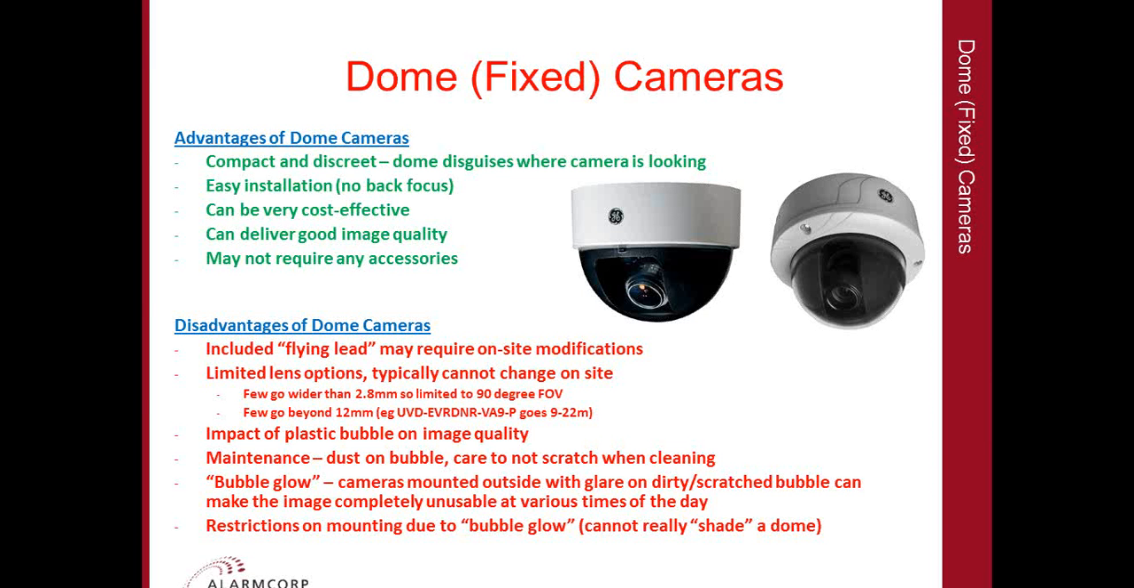There is the impact of the plastic bubble on image quality. Now, we are seeing ever higher resolutions in cameras. Even analog cameras today are boasting 700 TV lines, and of course we have megapixels doing 2 megapixel, 3 megapixel, and 5 megapixel cameras. Now that's all well and good with the lens, but the plastic on the dome can have a bit of an effect. And that's even with a brand new bubble or a brand new dome.